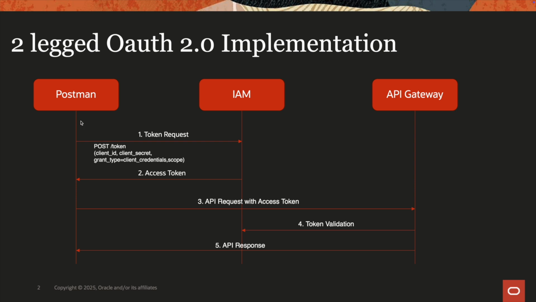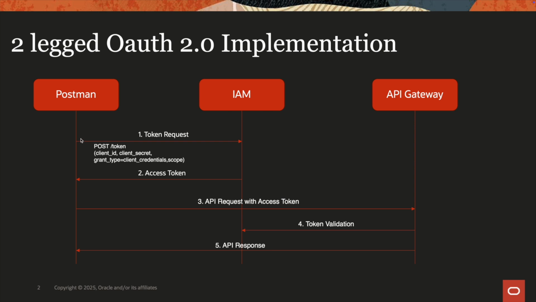So here we are using Postman for the client, and we will create two client applications in IAM. One for the client application, another one for the resource server application. And finally, we will use API Gateway to get our data back from the backend.